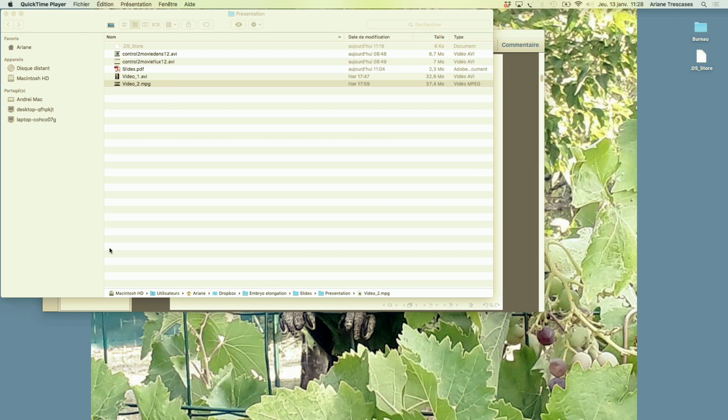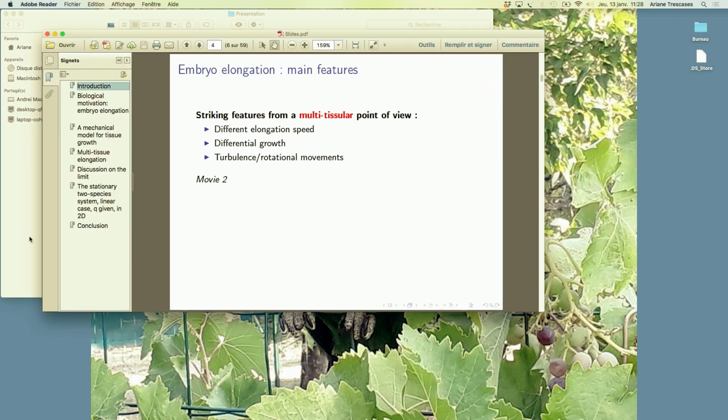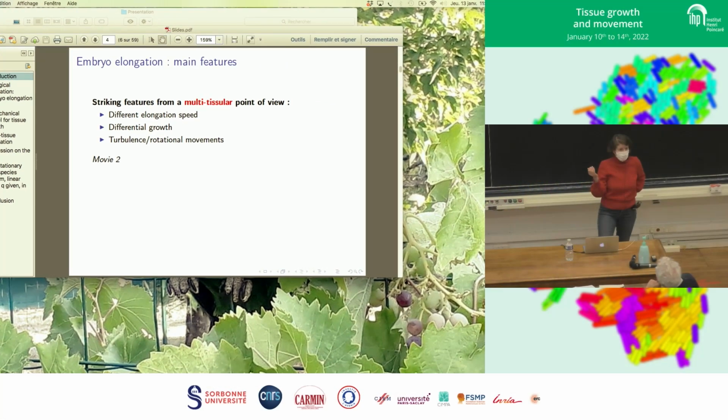Just one question: it's rotation around what? Around the center of mass? No, it's local. So if you compute the velocity field, and from that you look at the rotational.